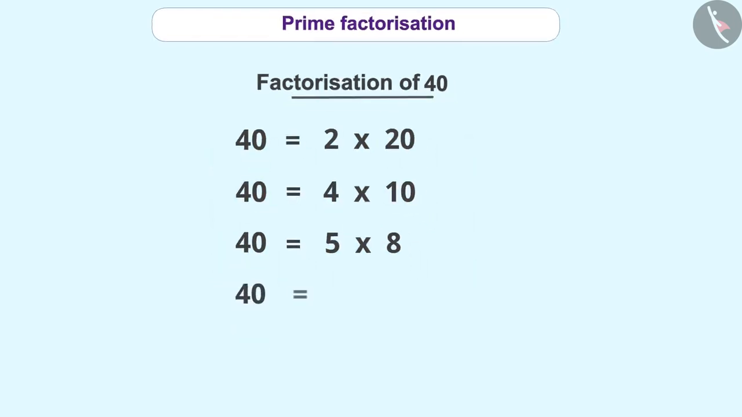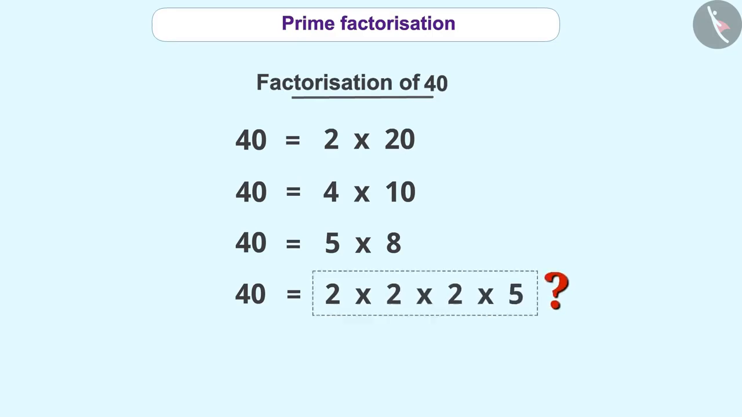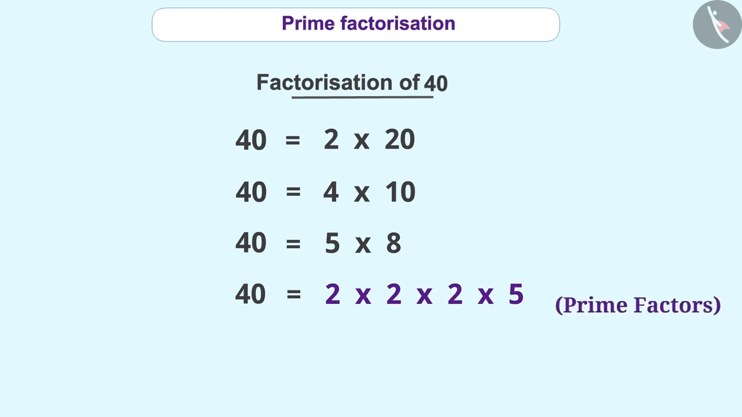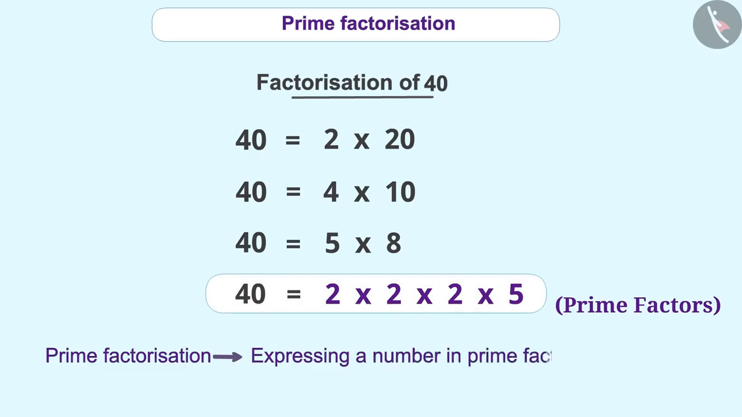40 has another interesting factorization, 2 multiplied by 2 multiplied by 2 multiplied by 5. Can you tell what its speciality is? You got it right. In this factorization, all are prime factors. This way of expressing a number in prime factors is called the prime factorization.